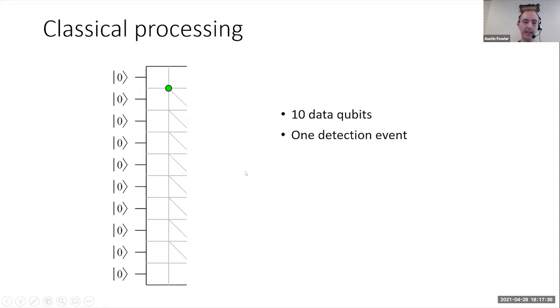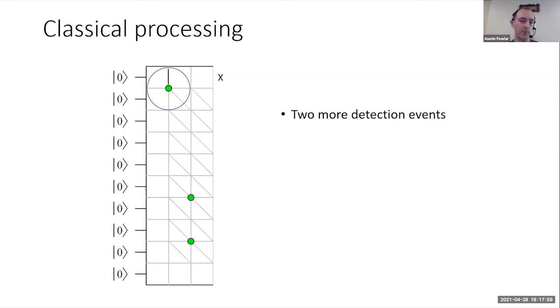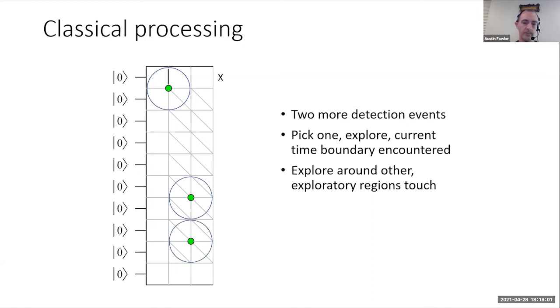Well, the algorithm looks a bit like this. You explore the graph uniformly in all directions. In this instance, we find a boundary. So this is the edge of our code. And what that means is we can choose it. So we're going to play a game of drawing circles around dots. And you'll see how this goes. So now we have some more dots. We draw some more circles. And we find that they've collided.